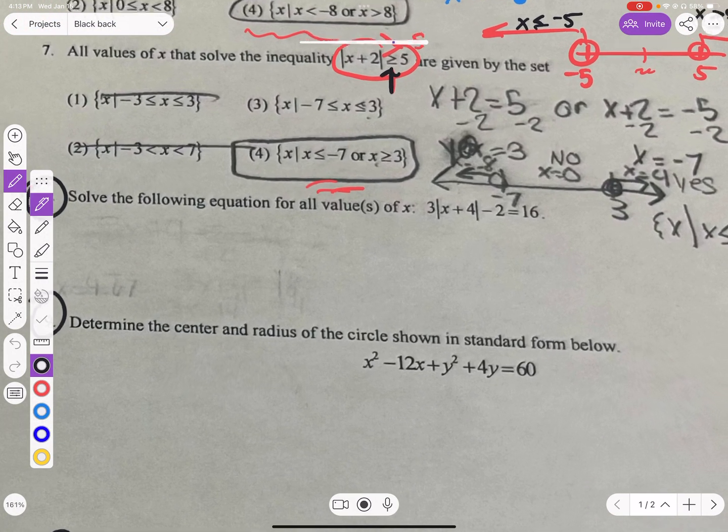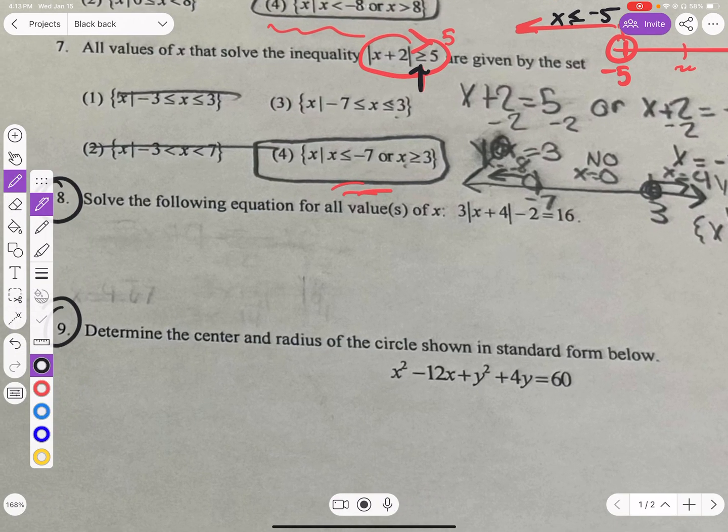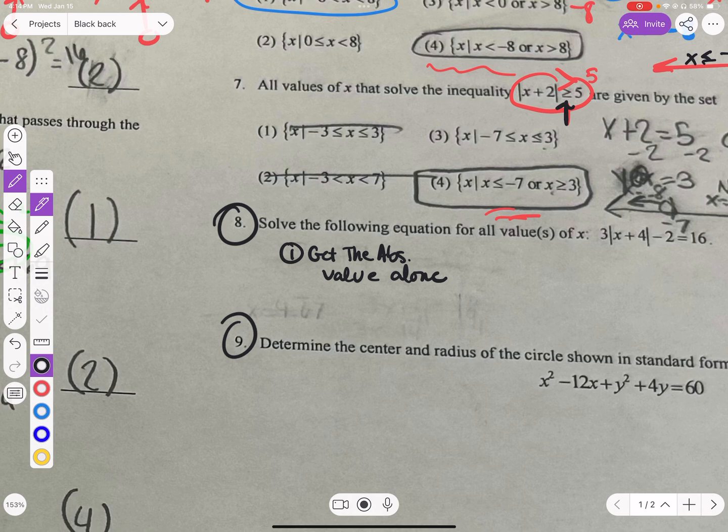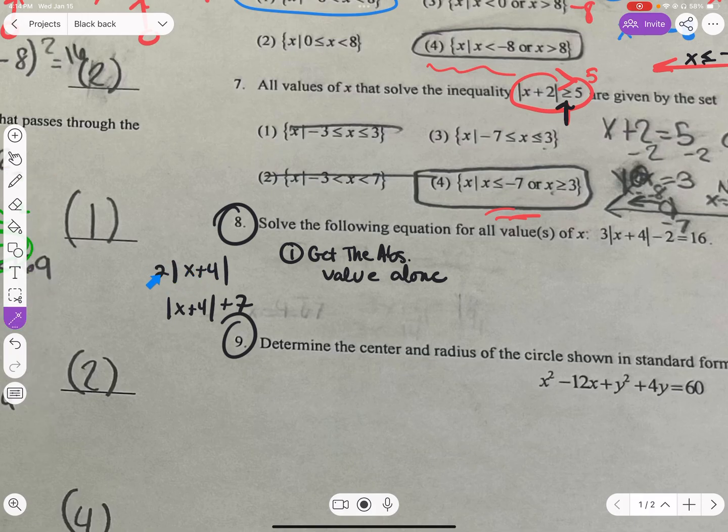Now let's look at how we can solve these things straight away. So the key thing is this first step that I always tell students: get the absolute value alone. Let's talk about what it means for an absolute value to be alone. There's an absolute value. Here's an absolute value. This is not considered alone because it has a 2 in front of it. This is 2 times that absolute value. This is not considered alone.